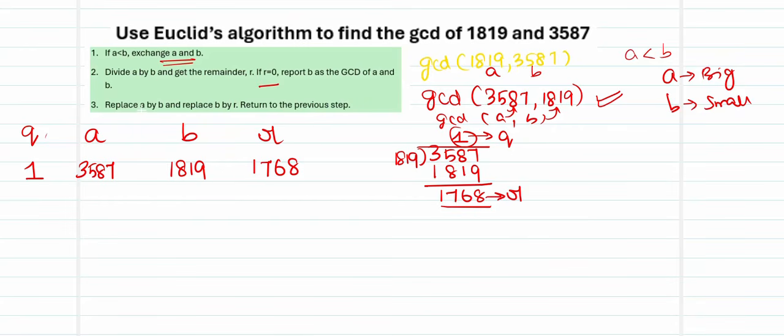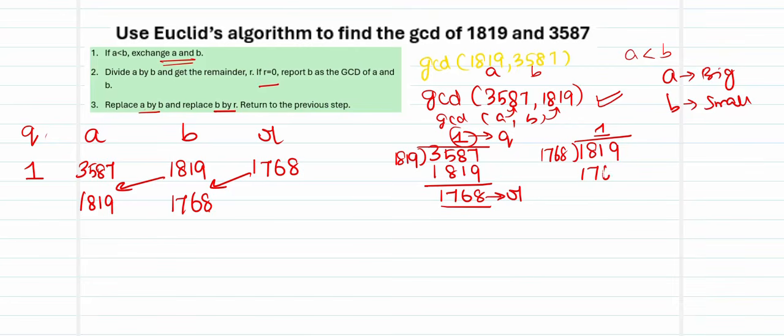How do I repeat? Replace A by B, so this 1819 enters the position of A, and replace B with R, so B is now 1768. In the next stage, 1819 is divided by B, which is 1768. How many times does it go? Again it goes 1 time, and 1768 on subtraction leaves us a remainder of 51. Now enter the quotient 1 and the remainder 51.